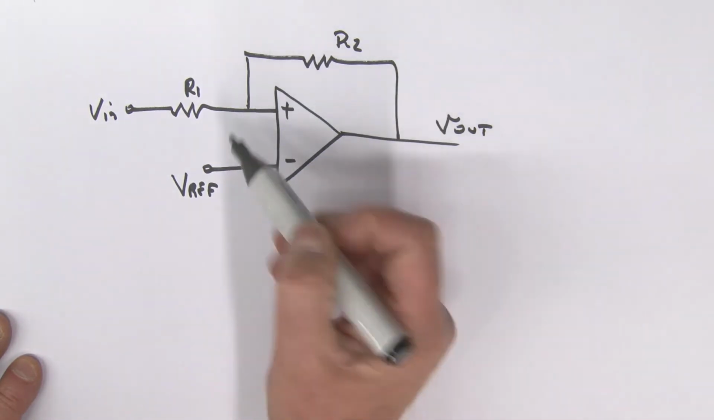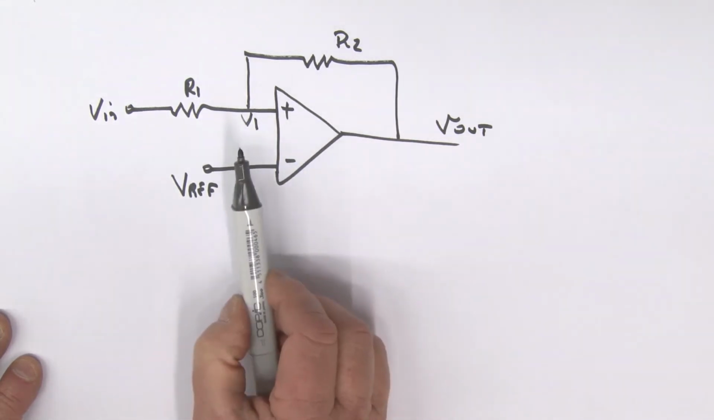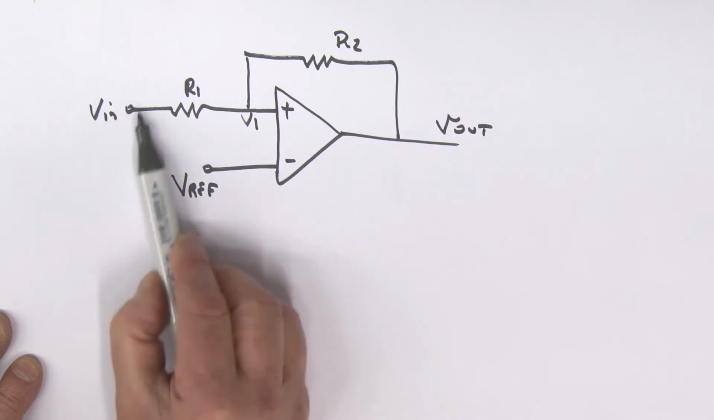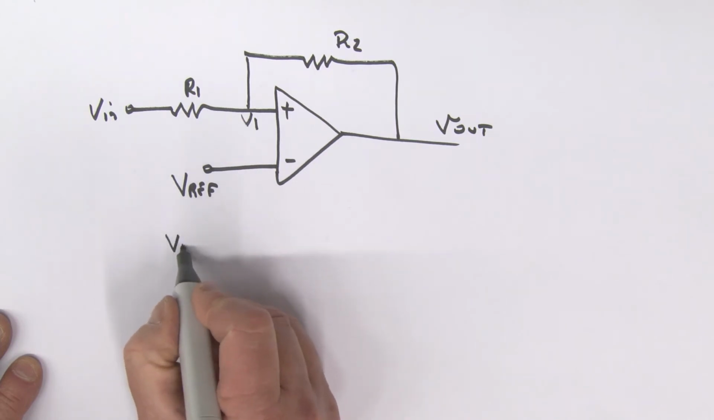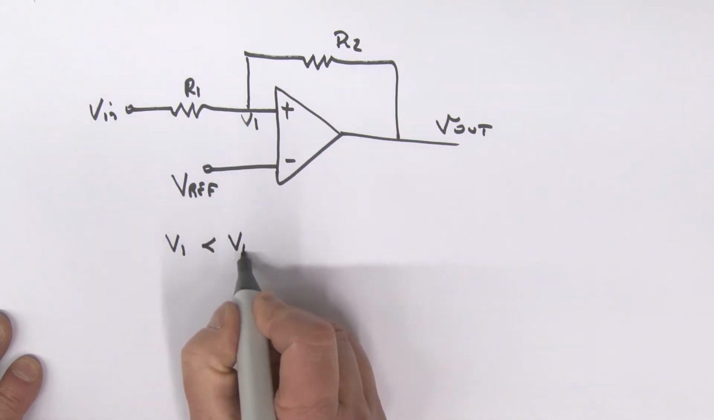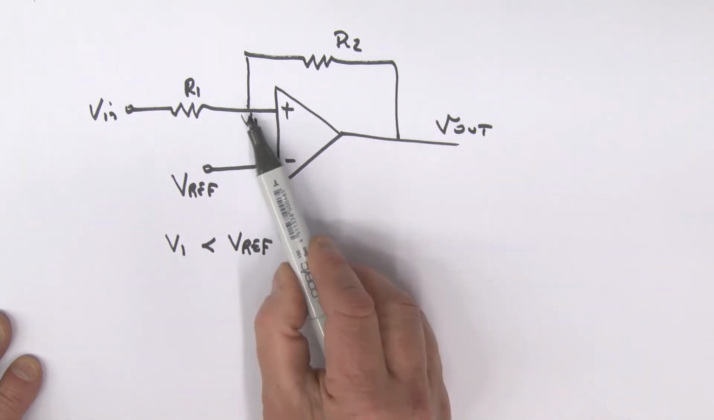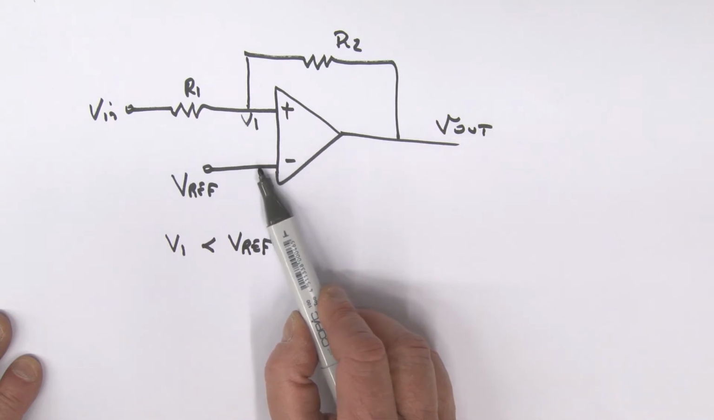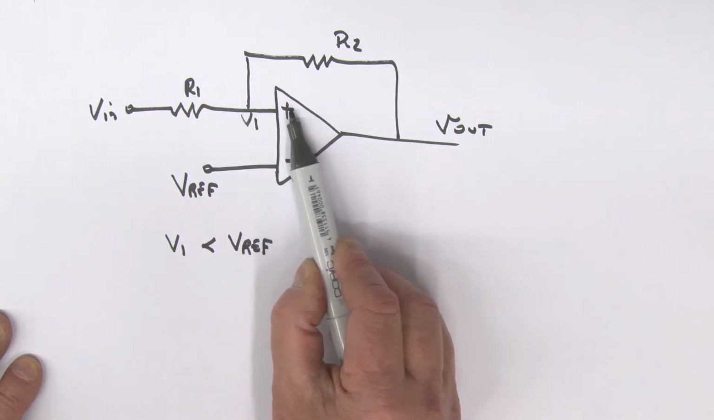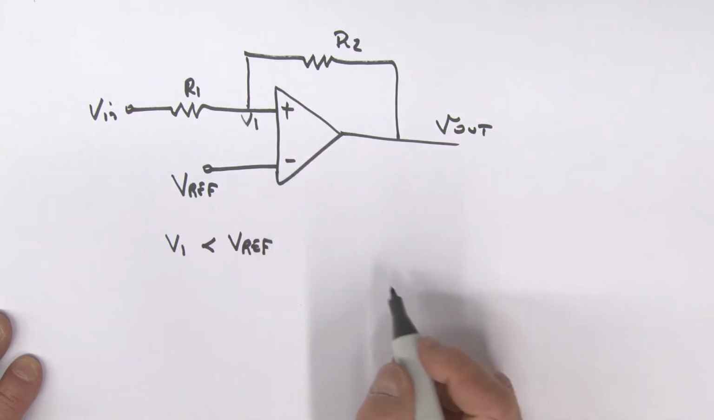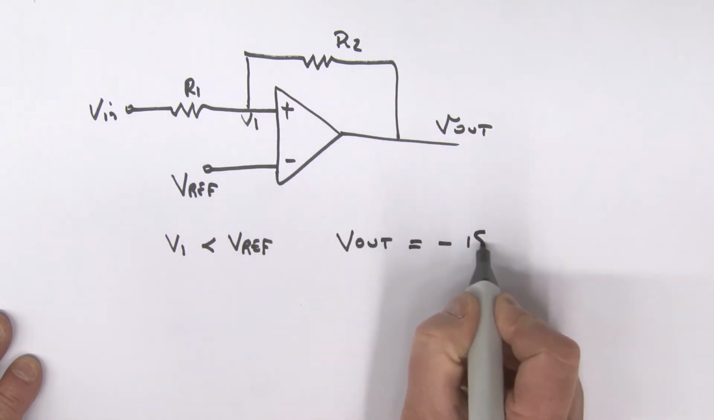Now let's label the voltage at the node here, and we're going to say that's V1. Now let's think about this. Supposing I adjust this V in such that V1 is less than the reference voltage Vref. What's the output going to be? The voltage at this node is less than the reference voltage, which means the inverting input is bigger than the V1 voltage at the non-inverting input. That means my output is going to be in a saturated value of minus 15 volts.